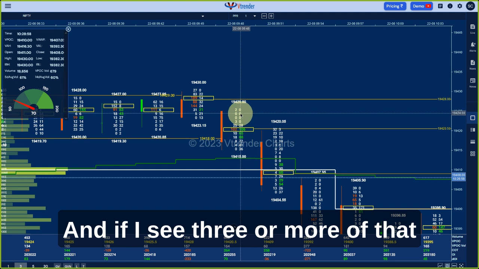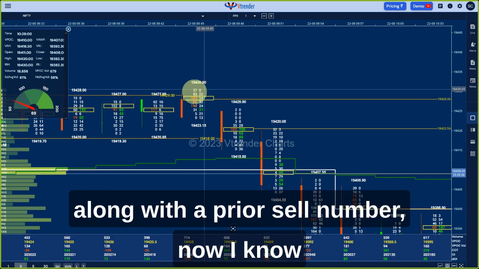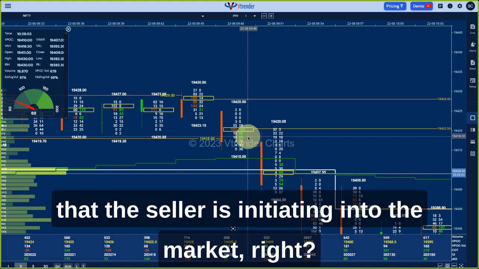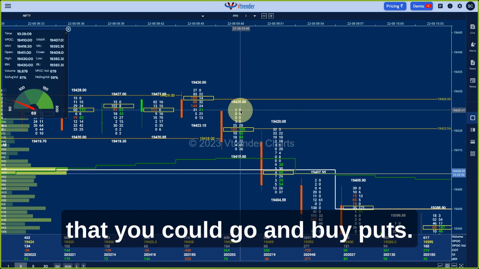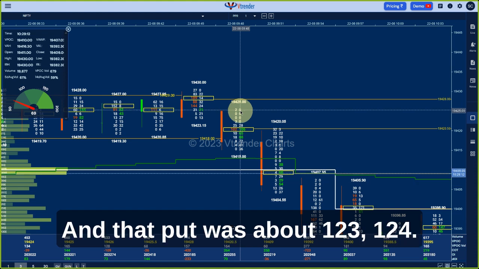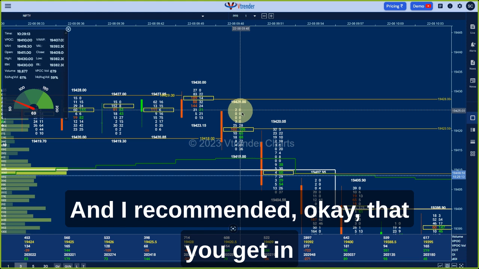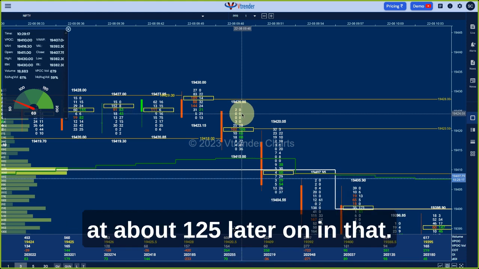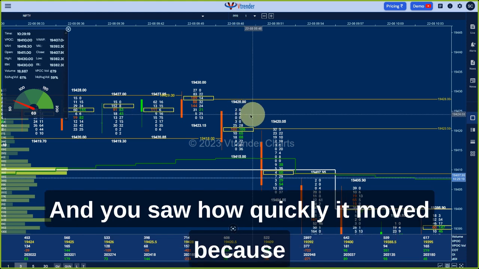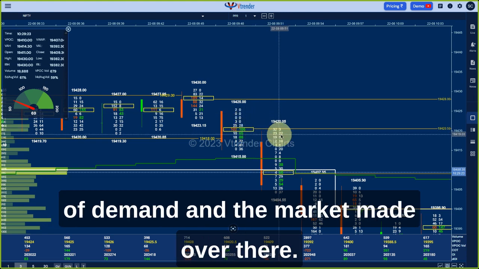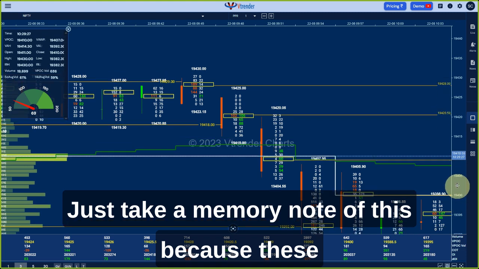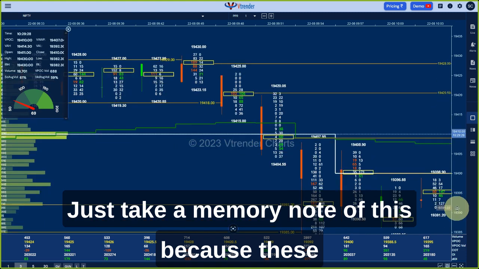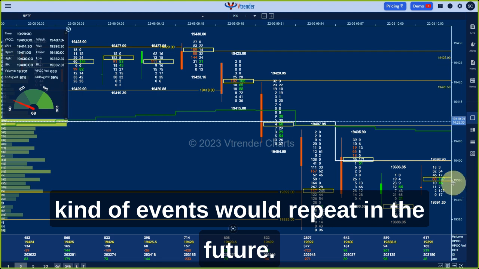And if I see three or more of that along with a prior sell number, now I know that the seller is initiating into the market, right? So this was a telltale sign that you could go and buy puts, and that put was about 123, 124, and I recommended that you get in at about 125 later on, and you saw how quickly it moved, because it showed you that there was an absence of demand and the market made over there. Just take a memory note of this, because these kind of events would repeat in the future.